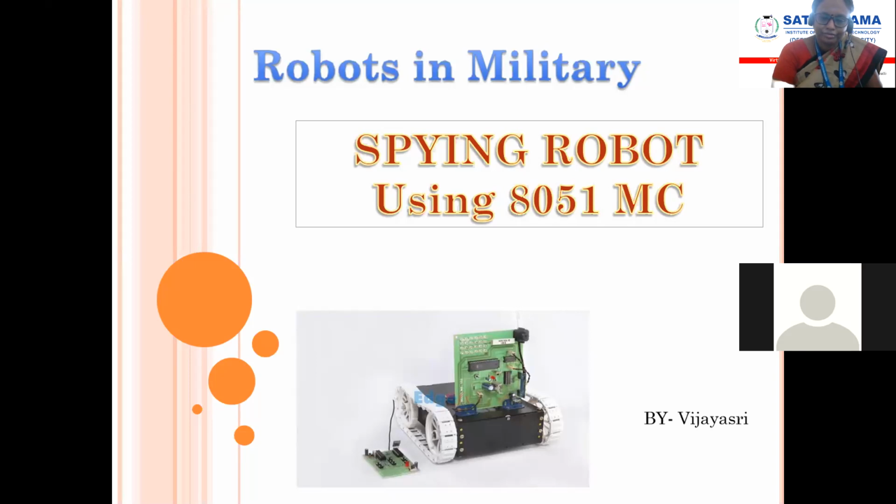So we want to get an idea, so we are using the spying robot in order to capture the images and monitor them in the system, so we will be getting an alert. The main working principle of this robot is that the robot will capture the image, this will be transmitted and received in the receiving unit, and it will be monitored on a TV.